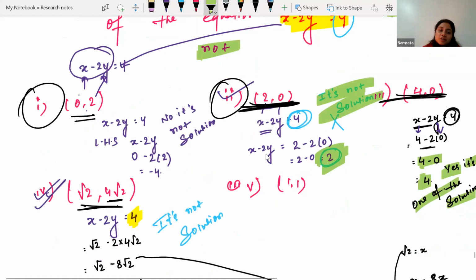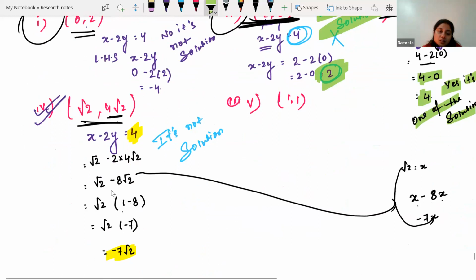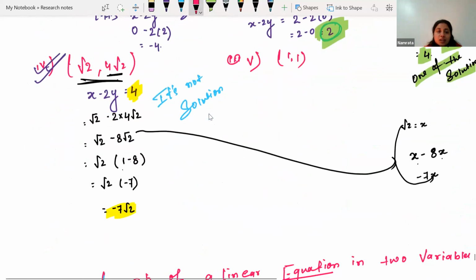Similarly, we have checked for the fourth one, that is root 2 comma 4 root 2, and here also x minus 2y is equal to 4 is there. Here we have substituted x value, y value on the left hand side, and we have done the calculation. If you are not sure about this calculation, again I am telling you, x minus 2y we are having. Here x is root 2 given in the question itself, and y is 4 root 2 given in the question itself.